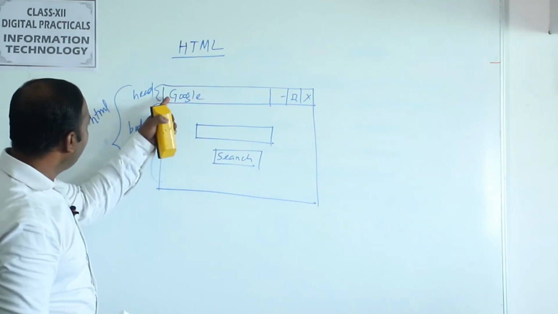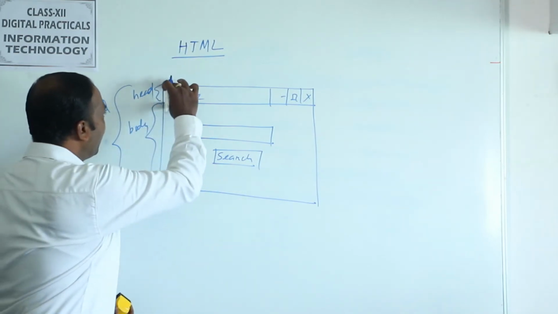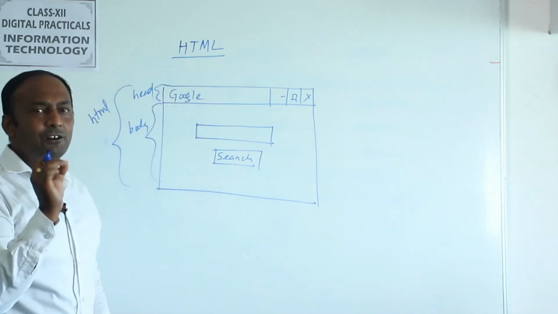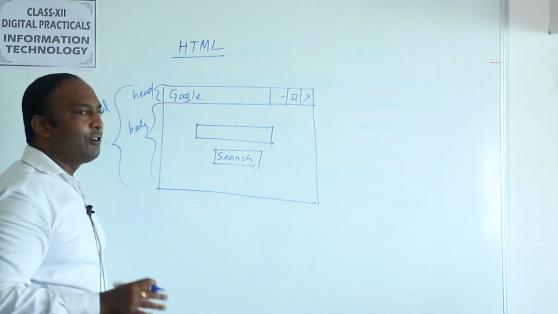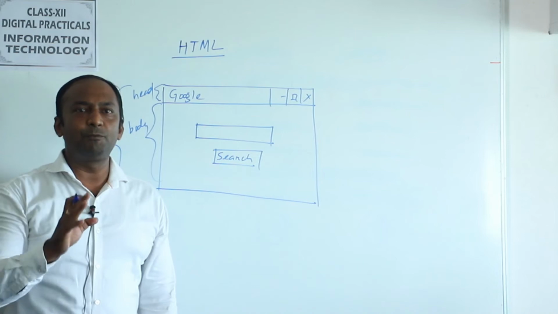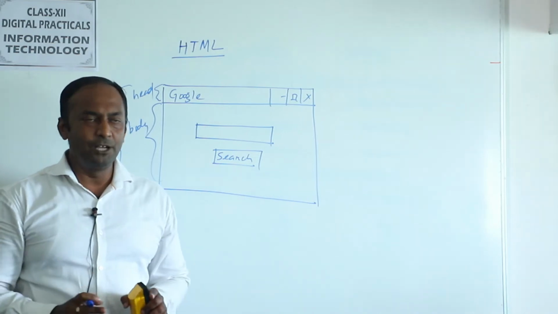Out of which the first upper part is the head, which displays the heading section and the title, and the last section is the body section, which contains all the information about the web page. The total information of a web page is inside it.